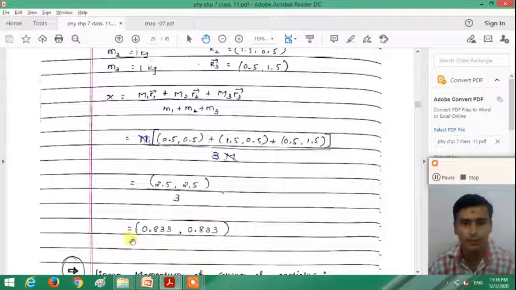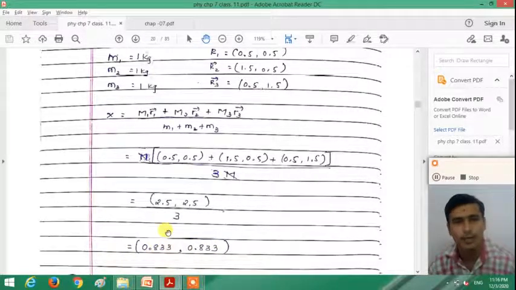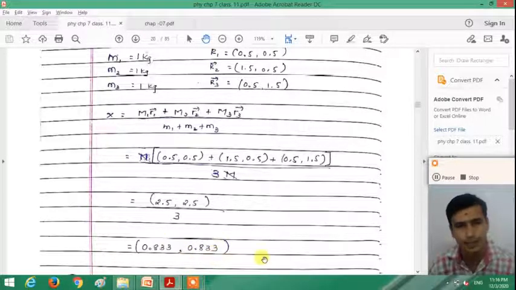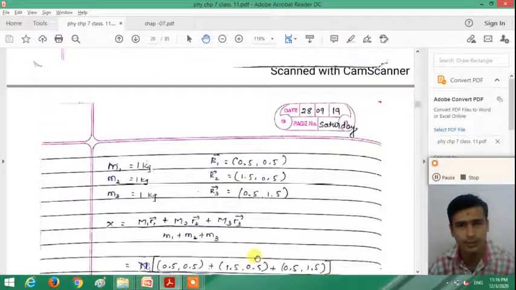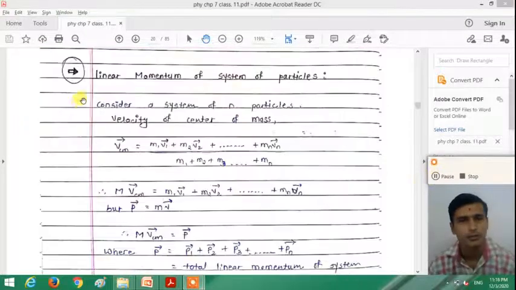So the x coordinate of the center of mass is 0.833 and the y coordinate of the center of mass is 0.833, right? So dear student, understand this example of how we can calculate the center of mass of the thin lamina sheet. Now we will see the next point, that is the linear momentum of a system of particles, which we discussed previously also in the motion of the center of mass.